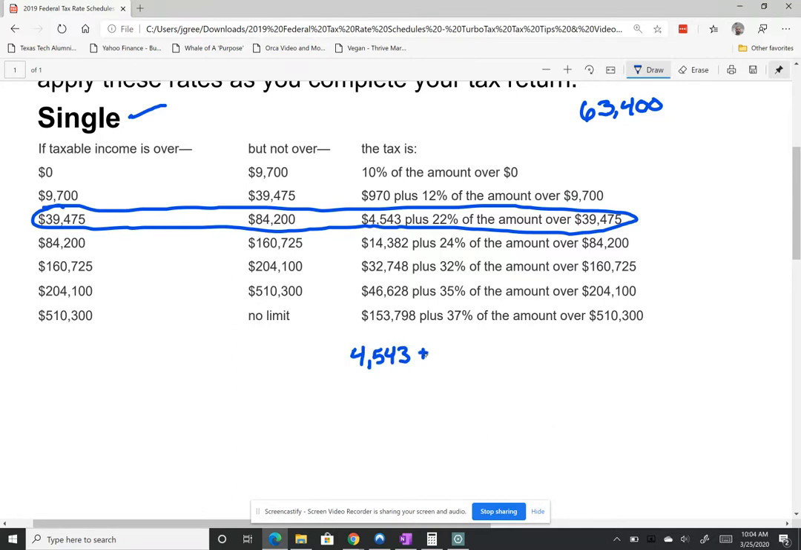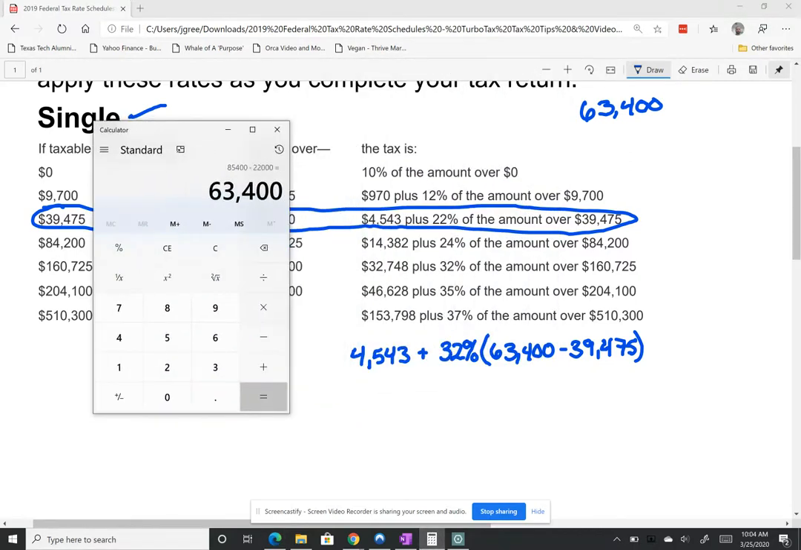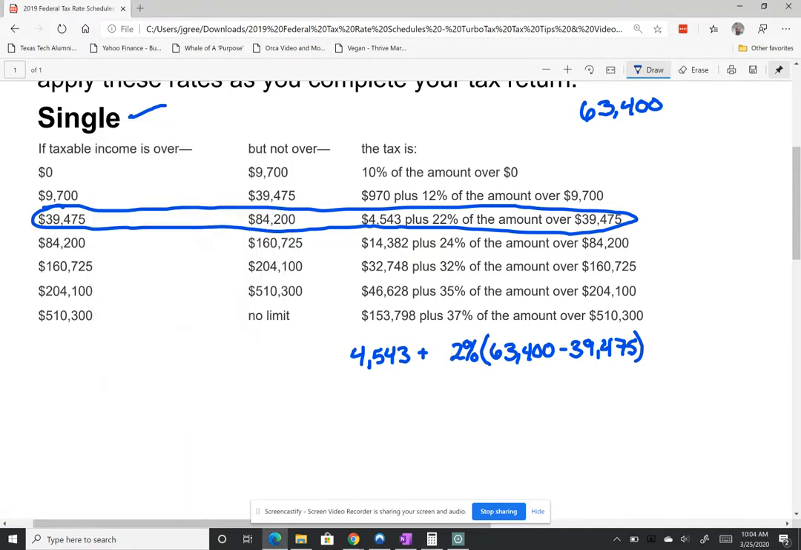So we're at 4,543 plus 32% of 63,400 minus 39,475. Okay. So let's go ahead and calculate that out. So I already have our income there, minus 39,475. That's 23,000 times, oops, not 32. That was a mistake of mine. 22%.